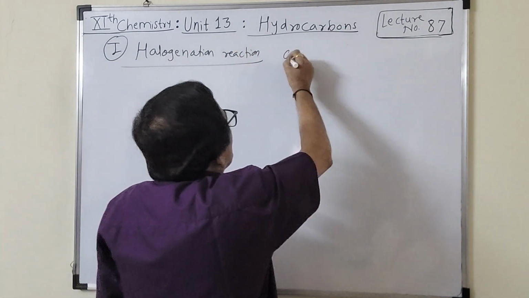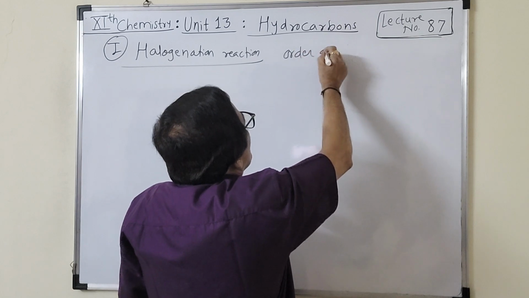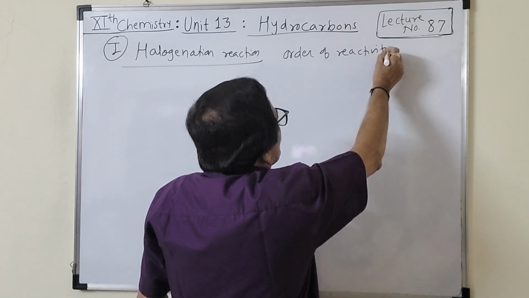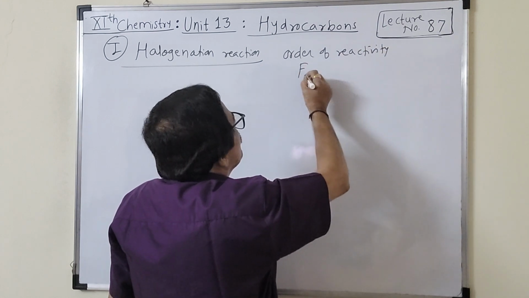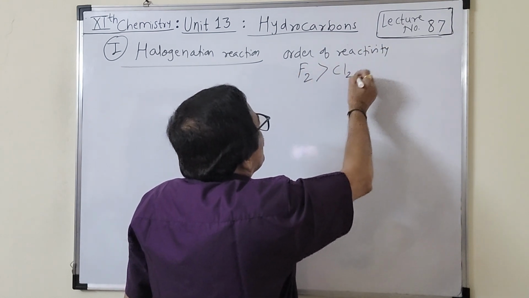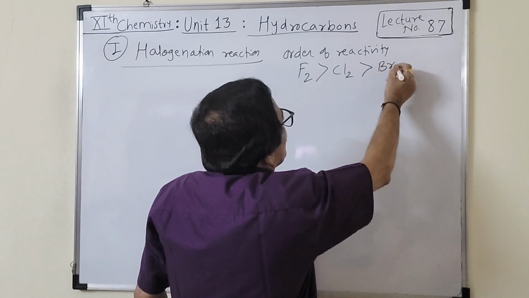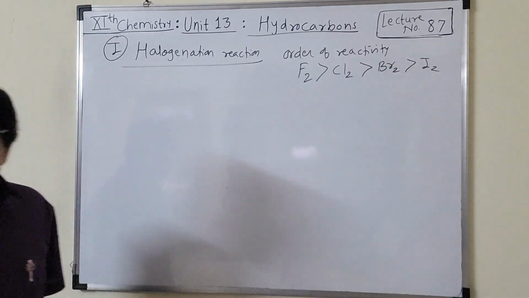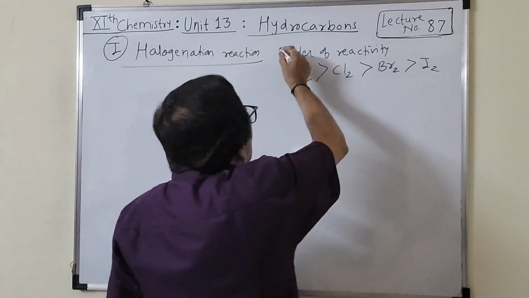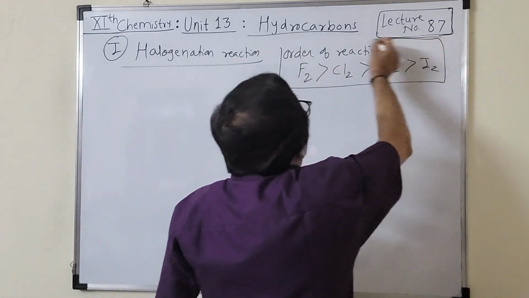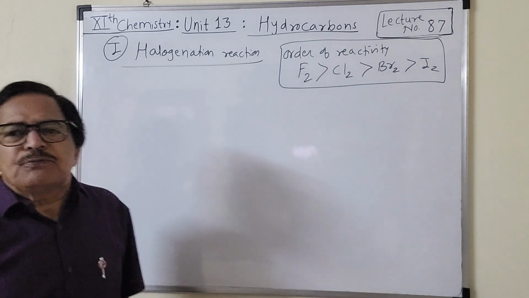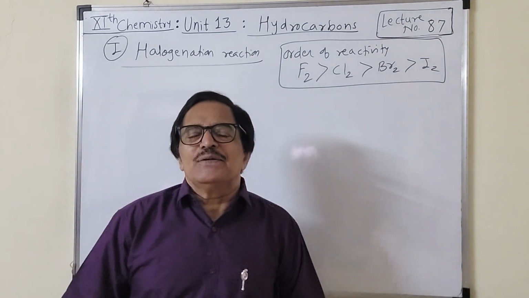Order of reactivity of halogens. Fluorine is more reactive than chlorine, than bromine, than iodine. Okay, keep this in mind. Fluorine is more reactive than chlorine. Chlorine is more reactive than bromine. Bromine than iodine. But fluorine is a bit too reactive.